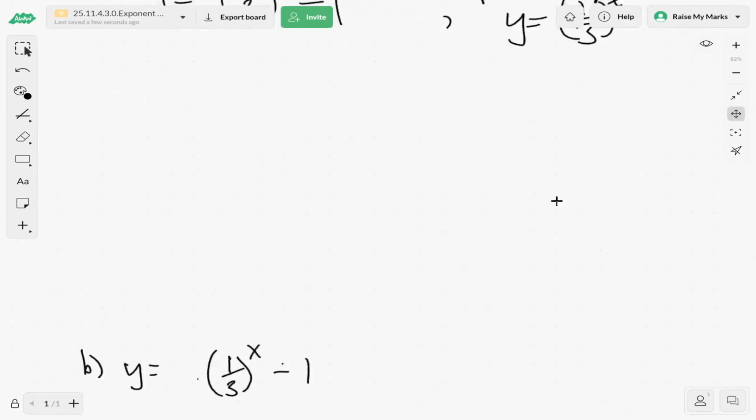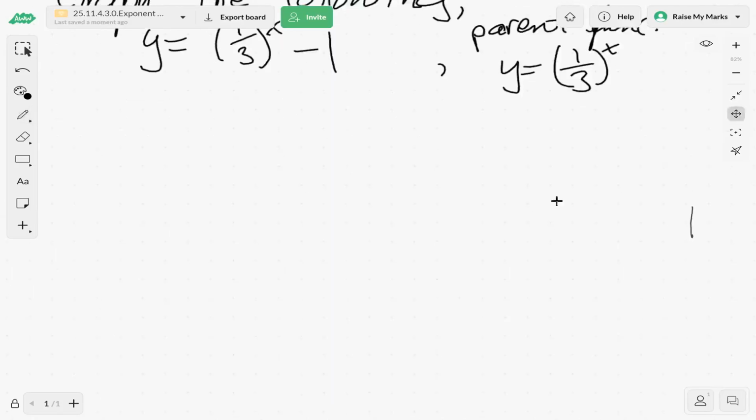Looks like we have the question twice. I think we can get rid of this one here. Save a bit of space, give us a bit more space. All right, so let's graph our parent function y equals 1 over 3 raised to the power x. We'll draw some axes for ourselves.